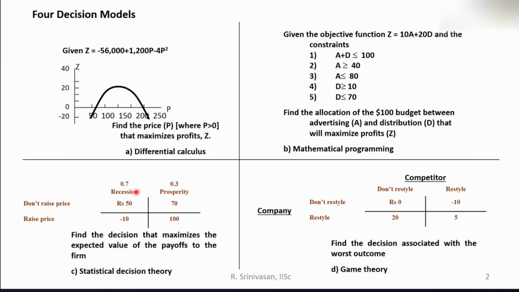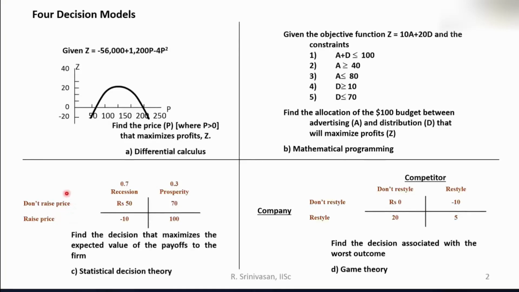Suppose your probability of recession is 0.7. Then you raise the price of the product. If you raise the price of the product, you are going to incur minus 10, that is, a loss of rupees 10. But suppose you don't raise the price of the product, what is going to happen? You are likely to make a profit of rupees 50. Similarly, when the economy is prosperous, what is the probability of the economy being prosperous? It is 0.3. How did you get 0.3? The recession and prosperity probabilities put together must add to 1.